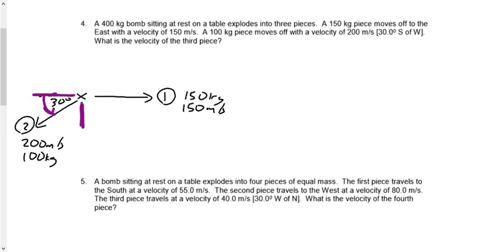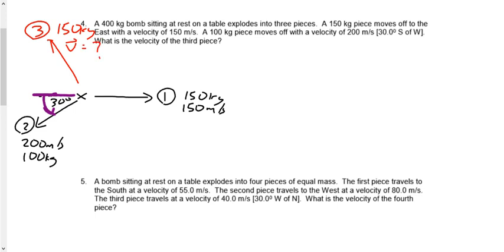Now my third vector, I don't know where exactly it goes, but I do know the vicinity of it is going to be up here somewhere. It's going to go up and probably to the left. Its mass is 150 kilograms, and we know that because 400 minus 150 minus 200, minus 100 gives me 150. That's its mass. We just need to find its velocity now. That's what we're looking for.